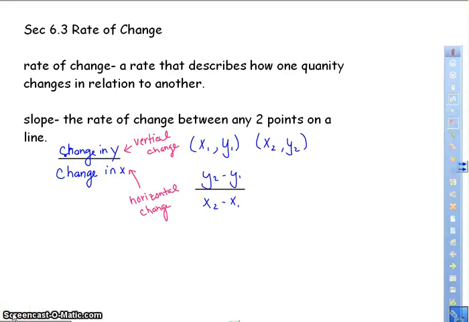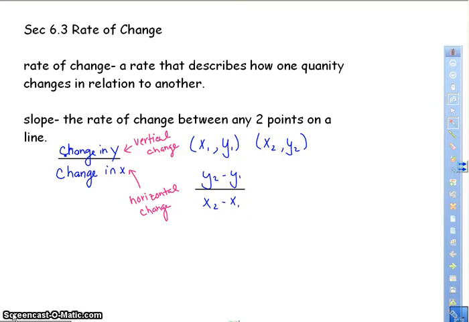Hello, you're watching section 6.3, rate of change. Your rate of change is a rate that describes how one quantity changes in relation to another. Another word for this is slope, and Mr. Kohler and I will do more with slope in the following week. Okay, so this is just kind of an introduction.